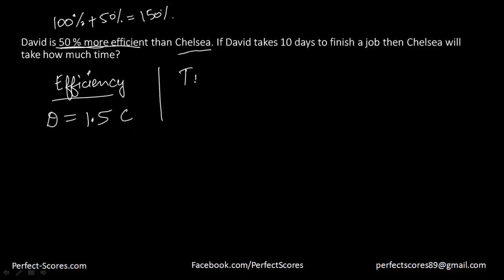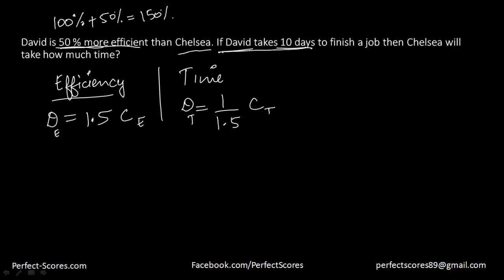But in terms of time taken, David would actually be equal to 1 by 1.5 of Chelsea, right? So in terms of efficiency, David is equal to 1.5 times Chelsea, but in terms of time taken, David will be equal to 1 by 1.5 times of Chelsea. Now the question says that if David takes 10 days to finish a job, then Chelsea will take how much time to finish the job?